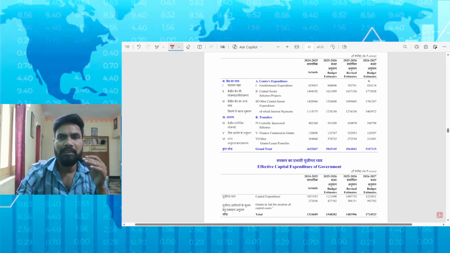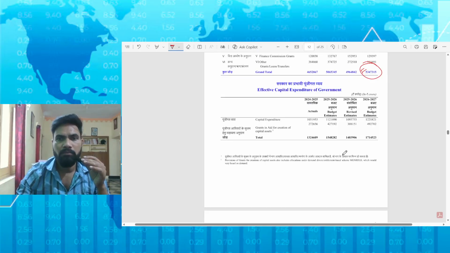So the Centre's total expenditure. If you see, the grand total of the government expenditure is 53 lakh 47,000 crore rupees, which is equal to total receipts also. Okay, under various figures it is mentioned, so you can go through the expenditure.